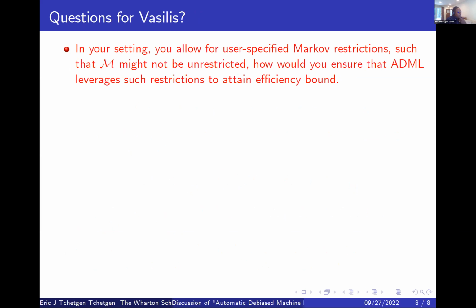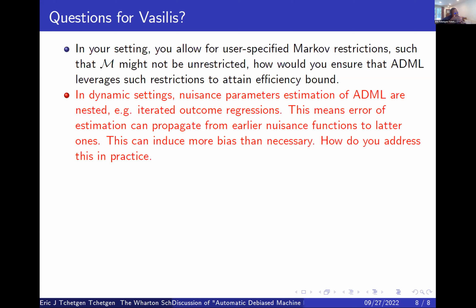And so one question is how to practically implement this. In dynamic settings, the nuisance parameter estimations of ADML are nested. So you have these iterated estimation steps. This means that the error of estimation can propagate from early nuisance functions to later ones.